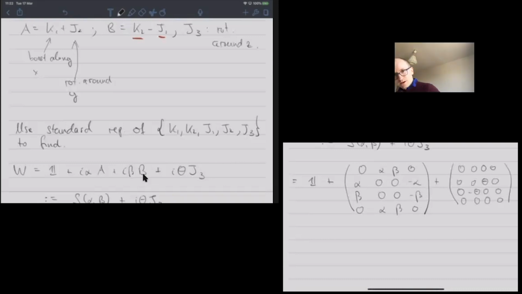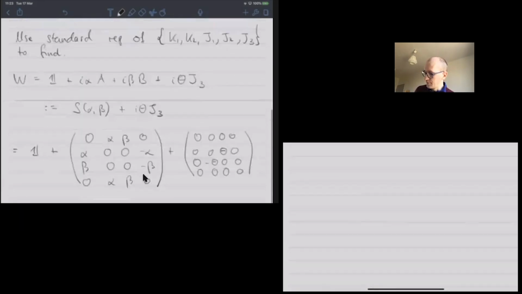So where does it come from? As I said, just look at the J generators, and you write down the standard generators for boosts and the standard generators for rotations. And in the representation that I've chosen, this is what comes out.